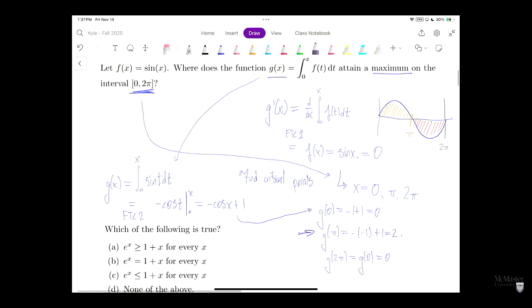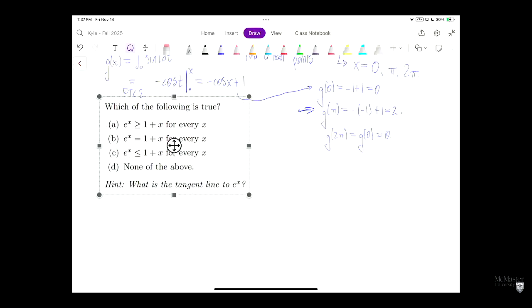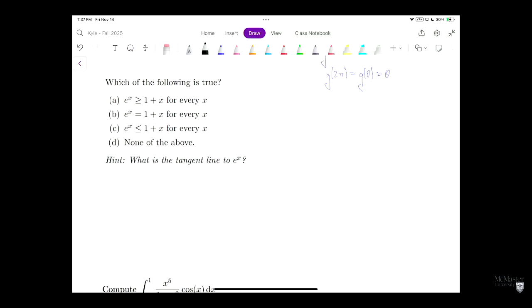Okay, let's go back to some differential calculus, because it's been a while and there will still be some differential calculus on the test. So let's talk about this one. Which of the following is true? E to the x is bigger, equal, or less than 1 plus x for every value of x. Or it's none of the above.